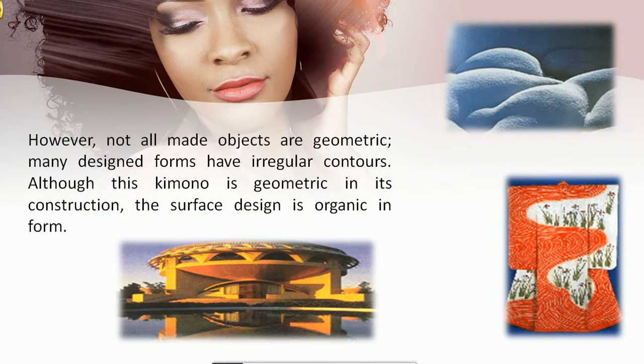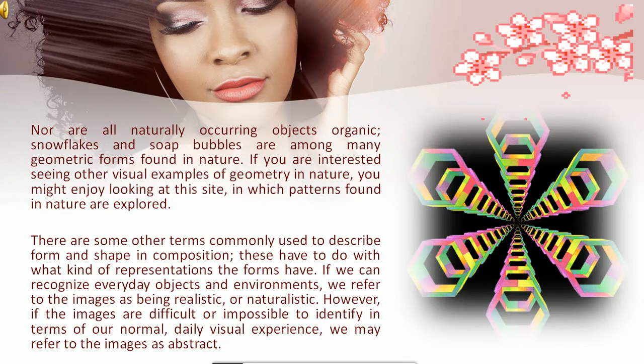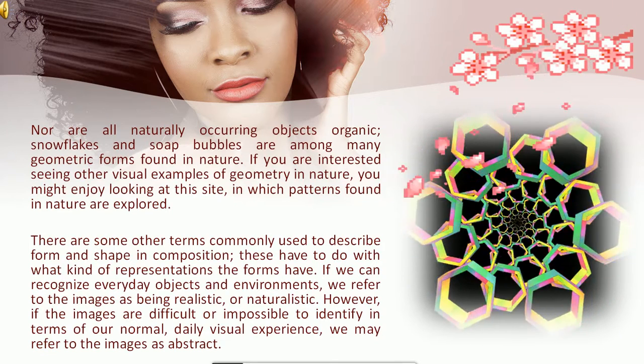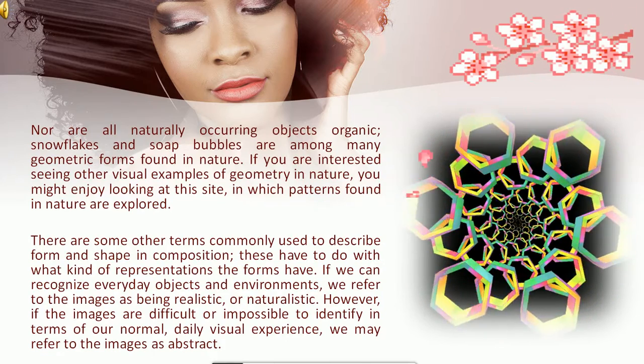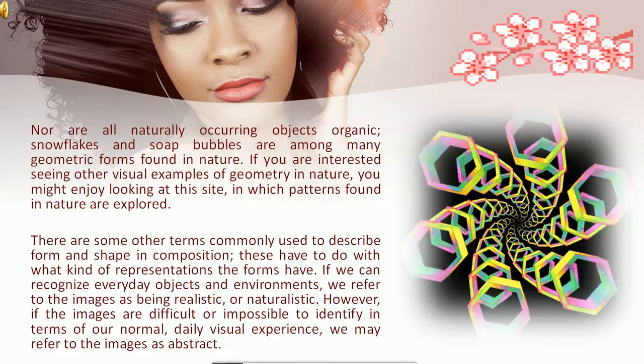However, not all made objects are geometric. Many designed forms have irregular contours. Although this kimono is geometric in its construction, the surface design is organic in form. Nor are all naturally occurring objects organic. Snowflakes and soap bubbles are among many geometric forms found in nature.